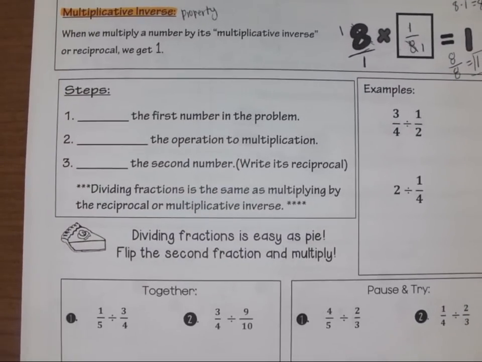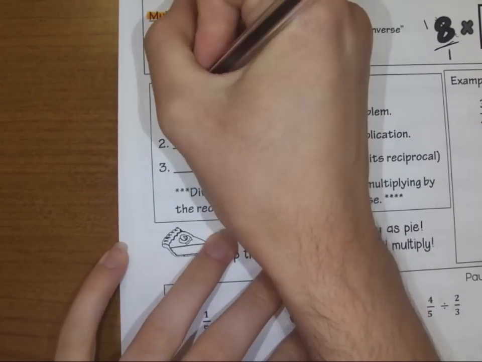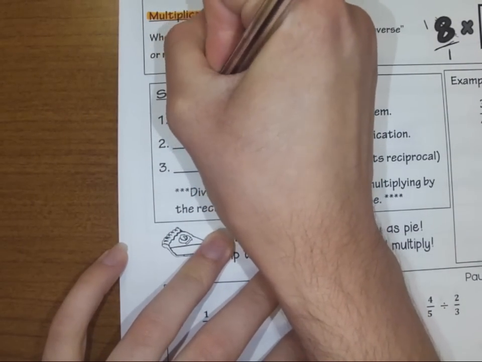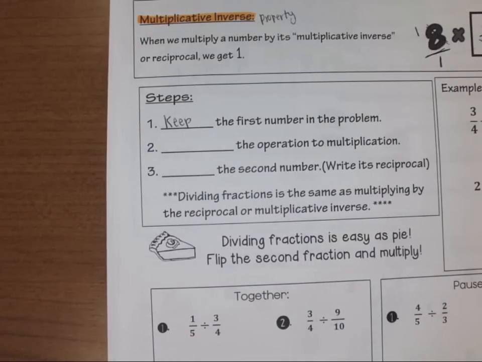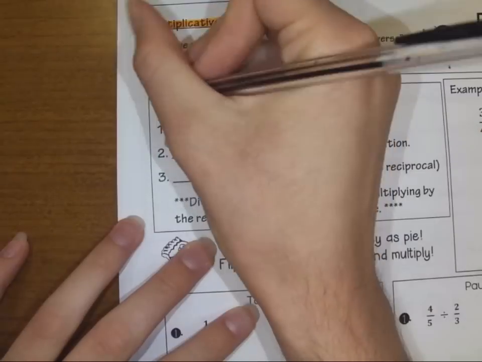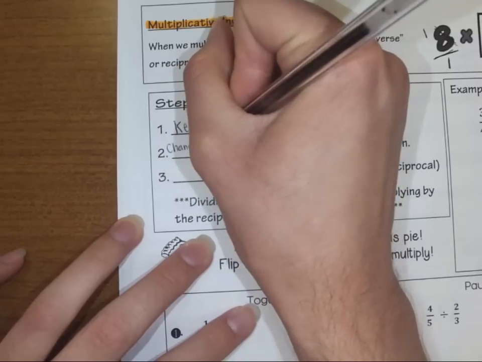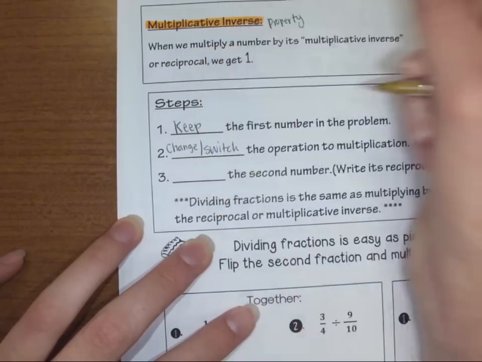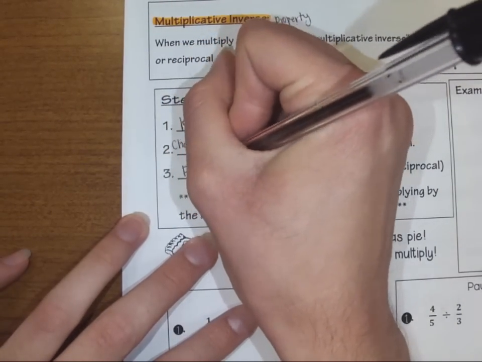So the first step, like I was saying, some of you know where this is going, we want to keep the first number in the problem. The second thing we want to do is change. So we call it change. Some of you learned it as switch. You can write either word right here. I'll squeeze in both of them. You can pick which one you like. So we want to change or switch the operation to multiplication, and then we want to flip the second number.